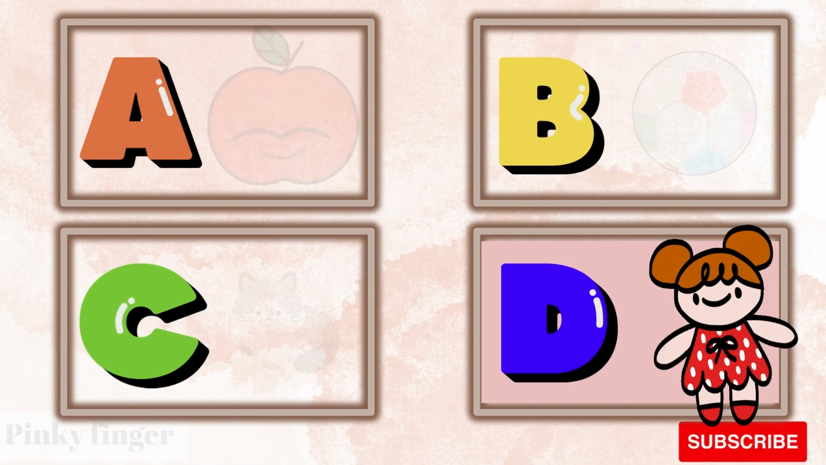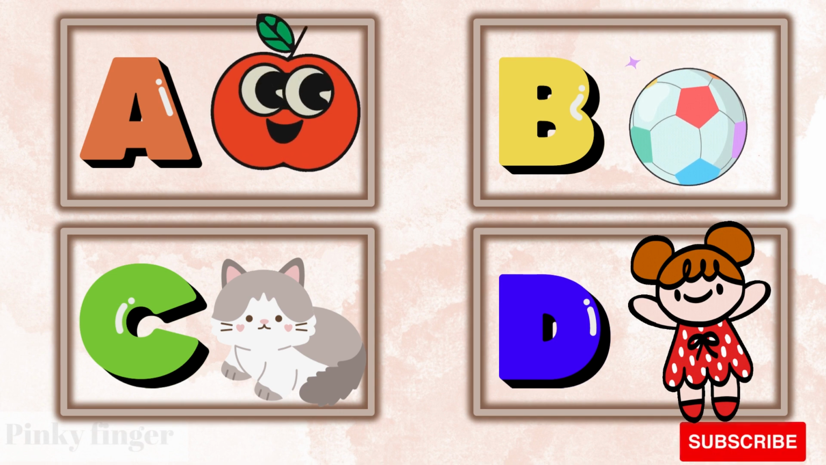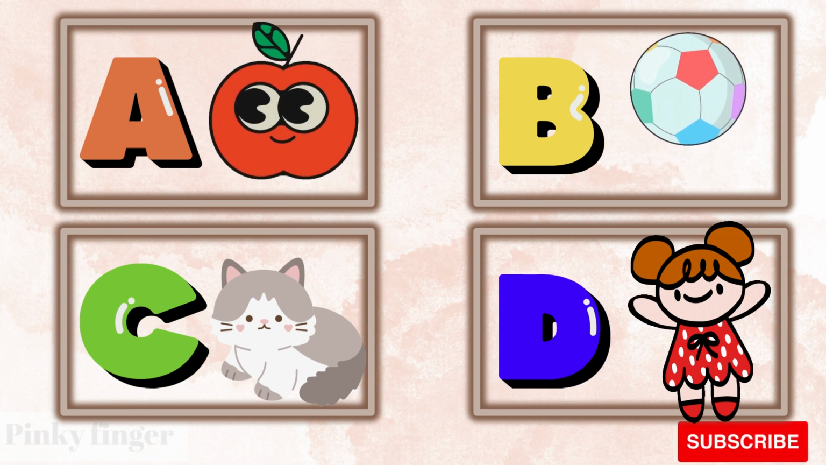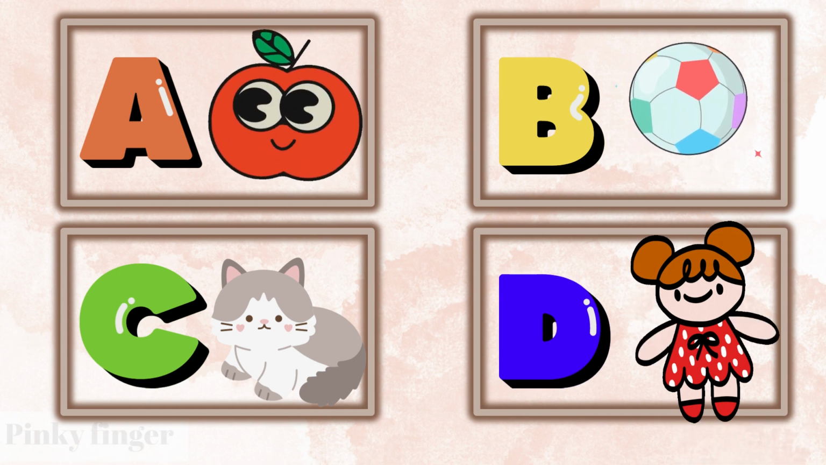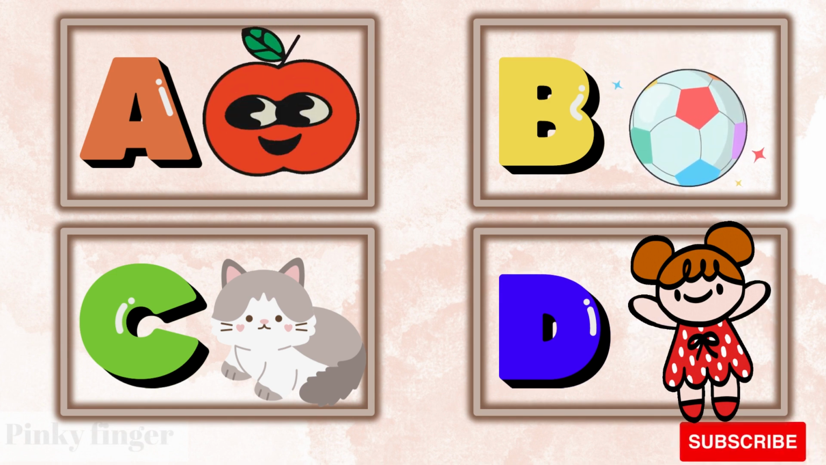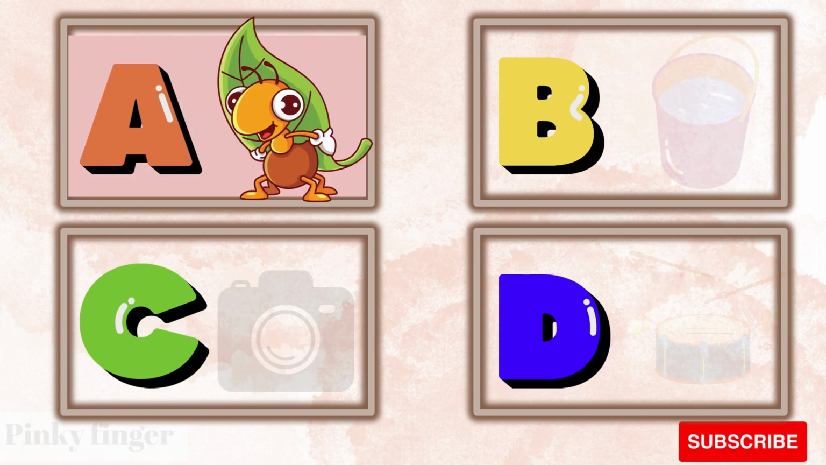D is for doll. A is for apple. B is for ball. C is for cat. D is for doll. A is for ant. A is for ant.